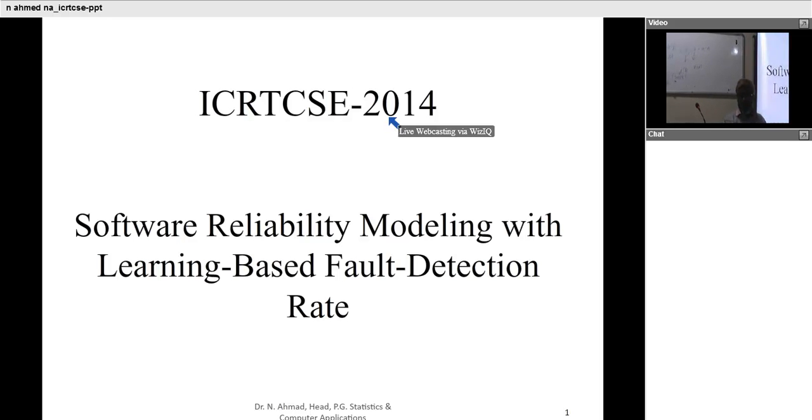Fault detection and fault introduction are not constant. It follows some curve, like linear, like exponential, like any curve. I think he used some constant. I am proposing here a dynamic learning, meaning that learning will depend on time. Is that the motivation?